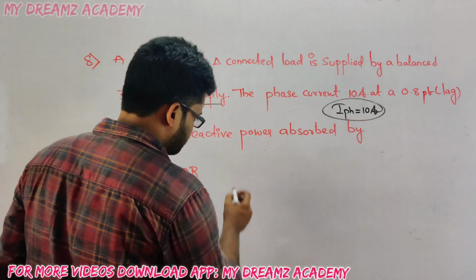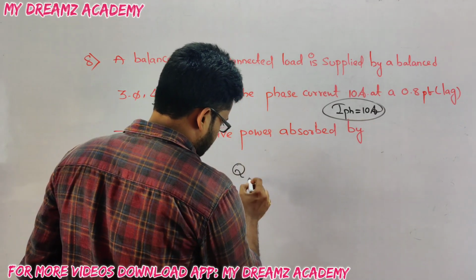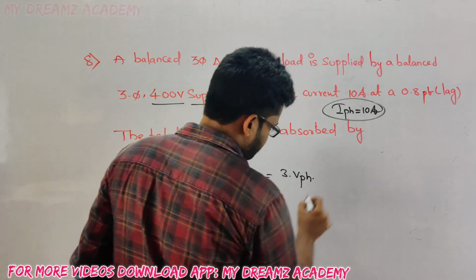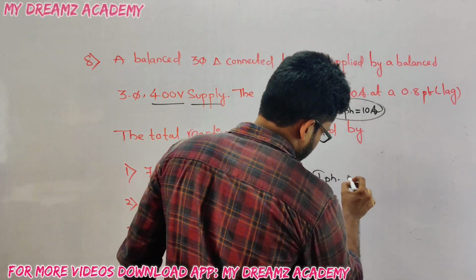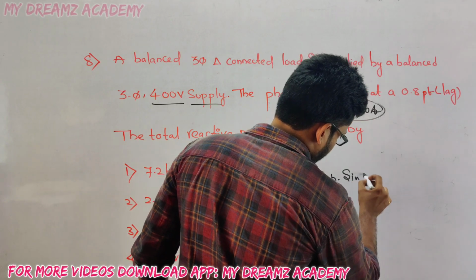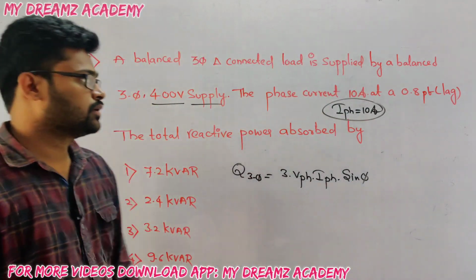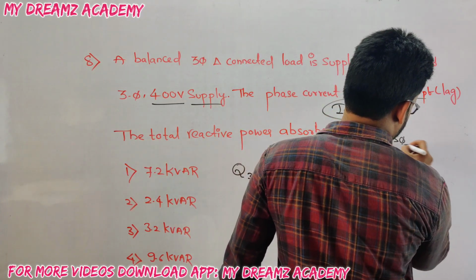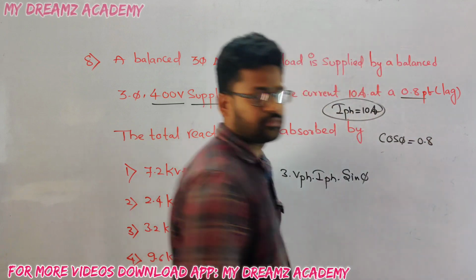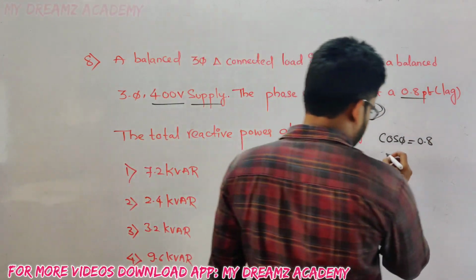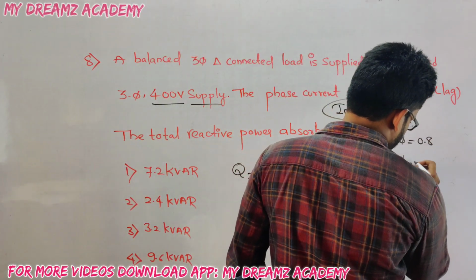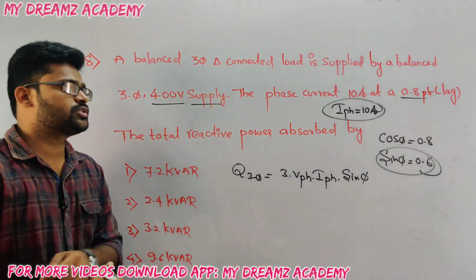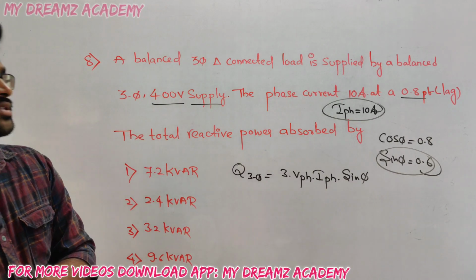The reactive power formula for 3-phase is Q equals 3 into V phase I phase sin phi. We have cos phi equal to 0.8. If cos phi is equal to 0.8, then sin phi is equal to 0.6. Directly remember this one.